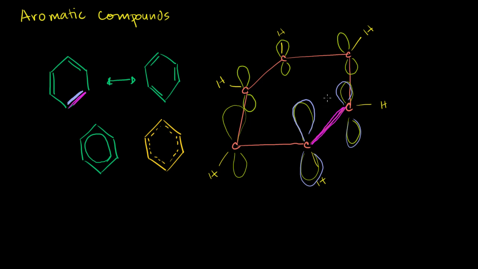I haven't drawn them overlapping, but an electron can really show up anywhere. It's all probabilistic anyway, but if I drew them big enough, they would overlap, and these electrons would form that extra pi bond. What happens in a conjugated system of pi electrons, let me write that down, since it's a very fancy word: conjugated system of pi electrons.